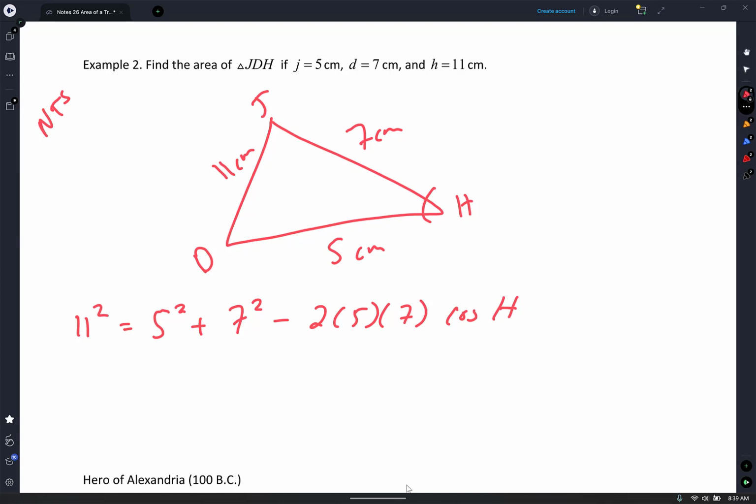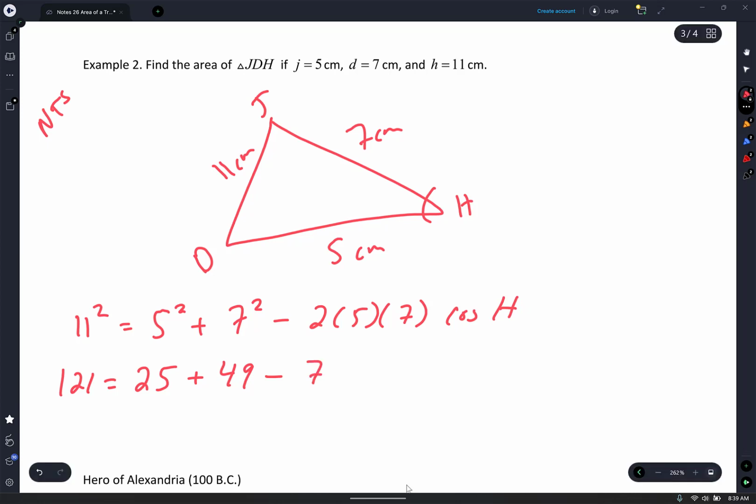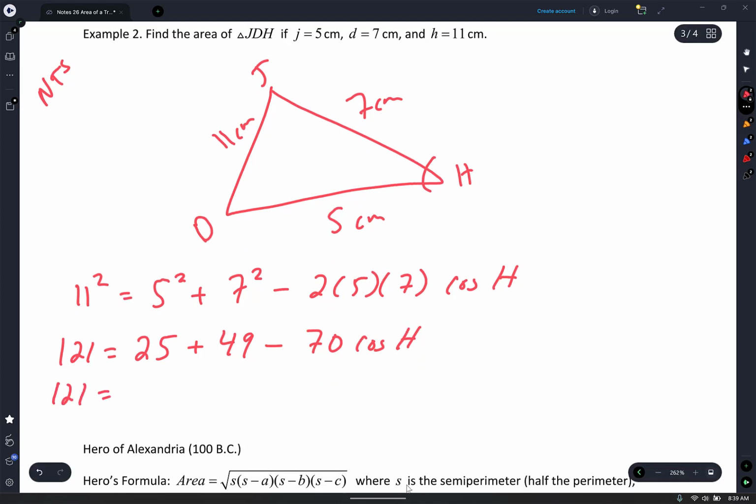Yay or nay? All right, what's 11 squared, guys? So 121 equals 5 squared is 25 plus 7 squared is 49 minus 2 times 5, that's 10. And then 10 times 7 is 70, cosine of h. Are we still okay? Has anyone gotten lost? Okay, now we're going to go ahead and add them up. 121 equals 49 plus 25, that is 74, minus 70 cosine h. Now let me know if I make mistakes, guys, because I make mistakes all the time. Are we still okay?